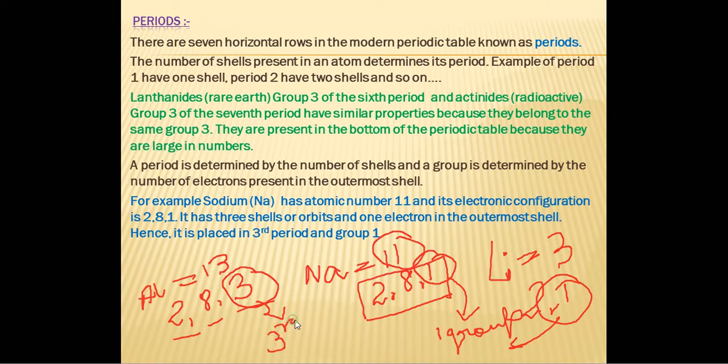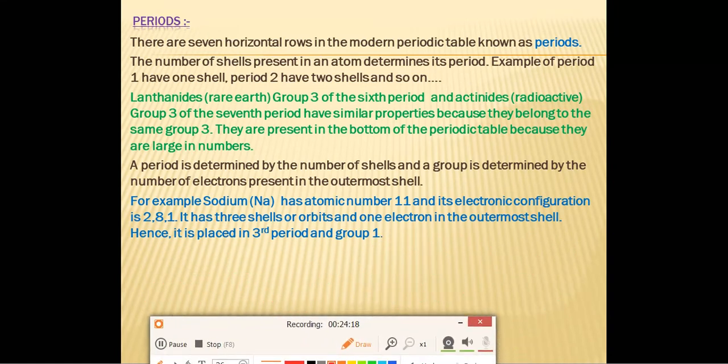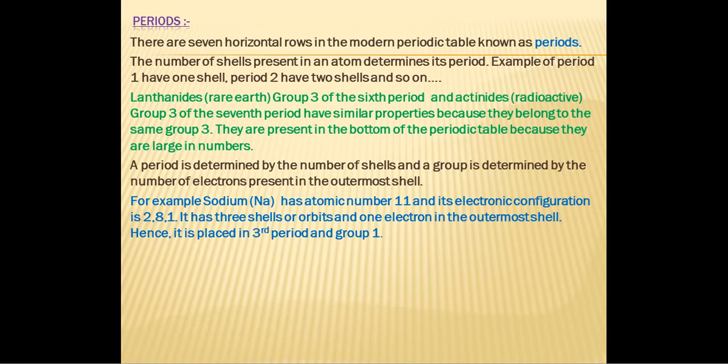Okay. So the number of outermost electrons will determine the group of the element. Suppose the element has 4 electrons in the outermost shell, then that element will be present in the fourth group. So the number of valence electrons, or the outermost electrons, will determine the group, and the number of shells will determine the period. Okay, this is what we have learned about periods and groups.